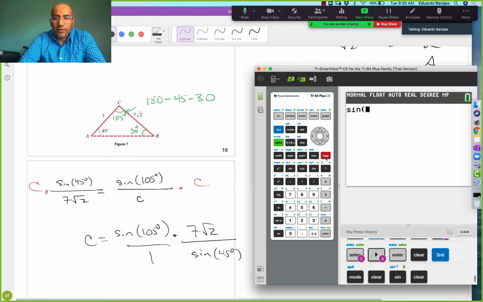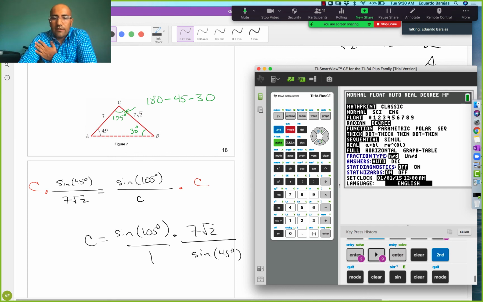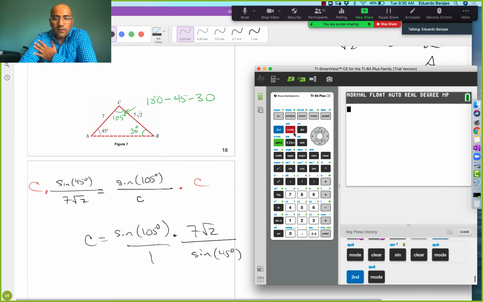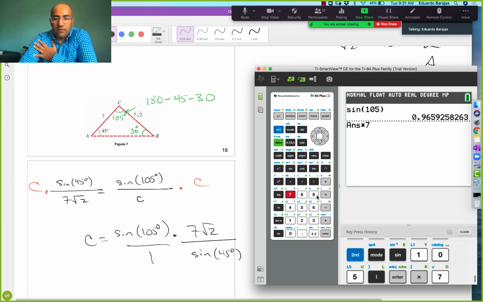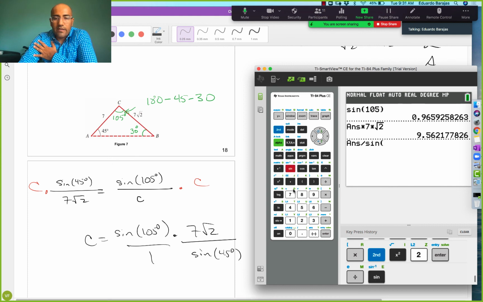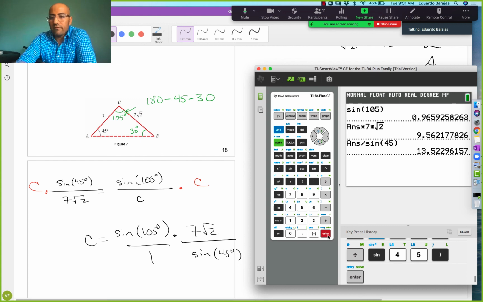Sine of, first of all, make sure that you're in the right mode. Mode, I'm in degrees. Okay, so sine of 105 degrees is equal to that decimal. I'm going to take that decimal and multiply it by 7, multiply it by root 2. I get that for my numerator. And when I take that previous answer and divide it by sine of 45 degrees, I get that: 13.523.